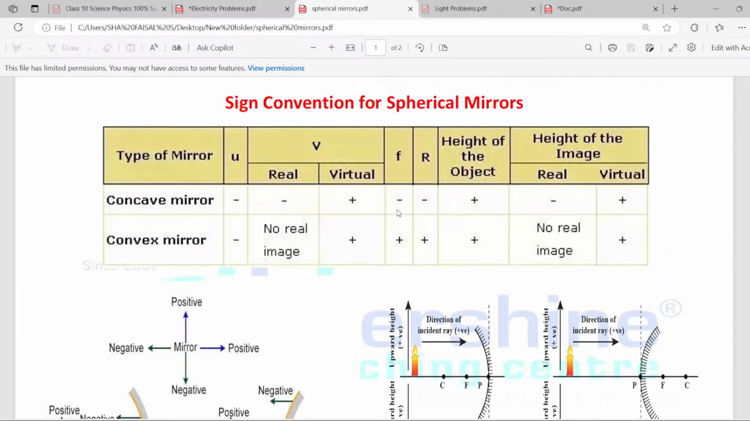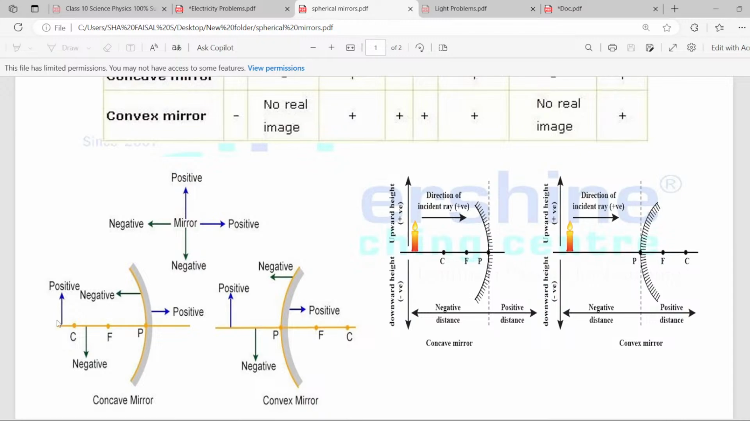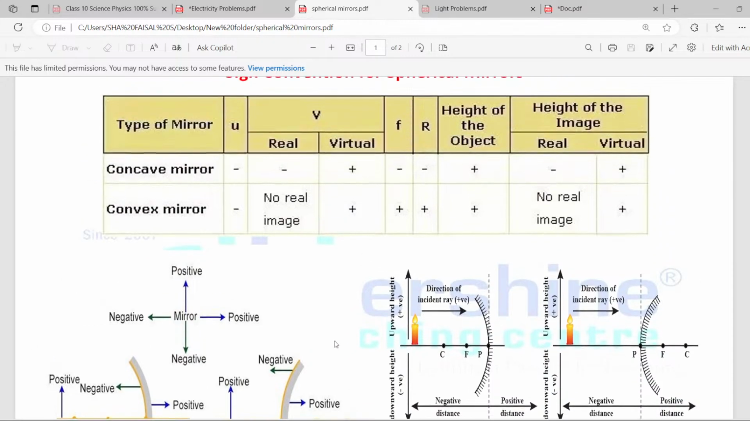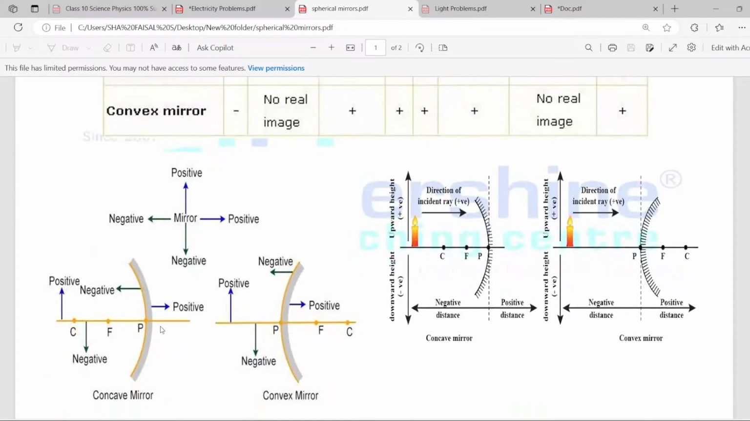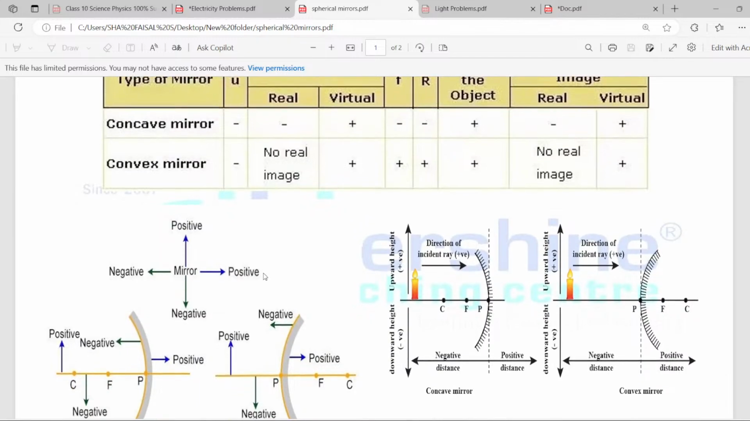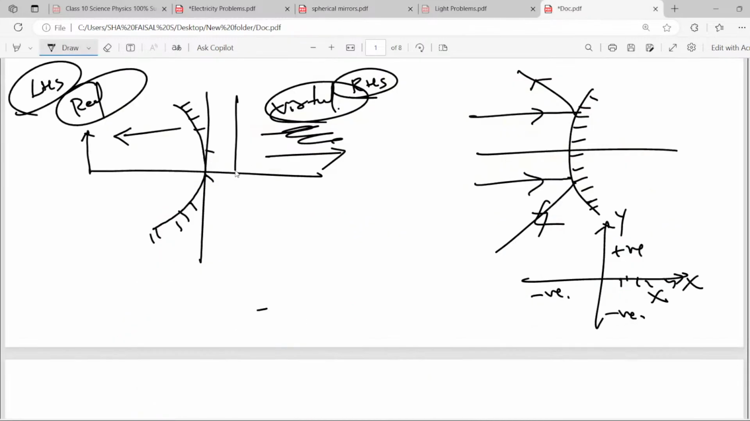Focal length is negative because the image is formed in front of the mirror. So focal length is negative. Radius of curvature also will be negative. Height of the object will be positive. Height of the image will be positive if the image is formed above the principal axis.